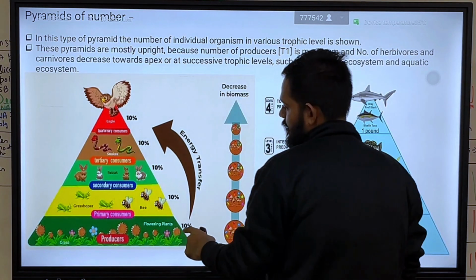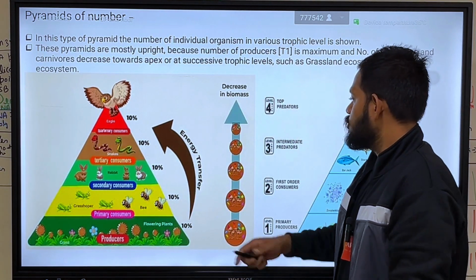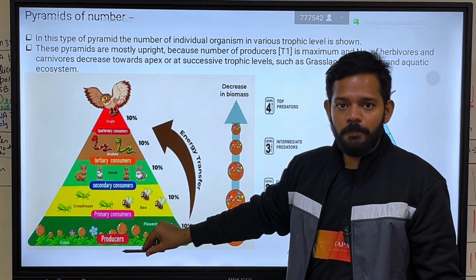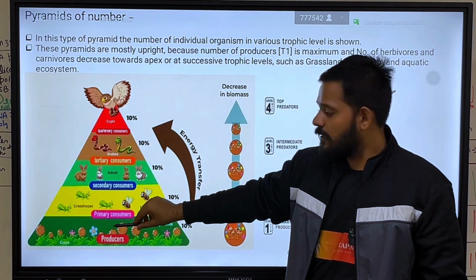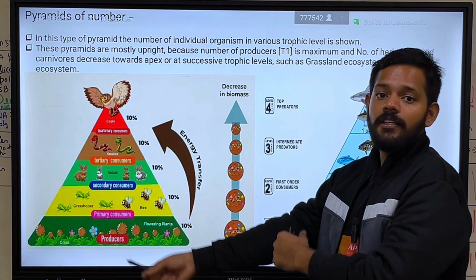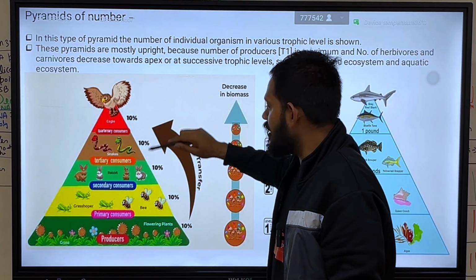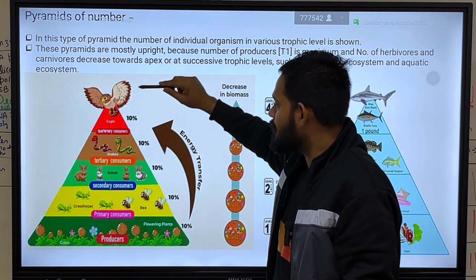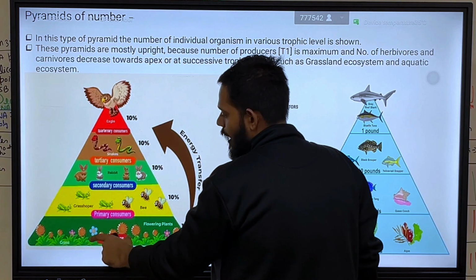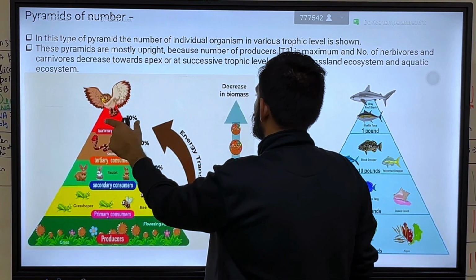Here you can see the pyramid of a forest. The producers occupy the lowermost region of the pyramid, then going upward we have primary consumers, then secondary consumers, then tertiary consumers, then quaternary consumers, or we can call them top consumers. At every level of this pyramid, 10% of energy flows. As you know, the base of the pyramid is mainly occupied by producers, while the top of the pyramid is occupied by top consumers.